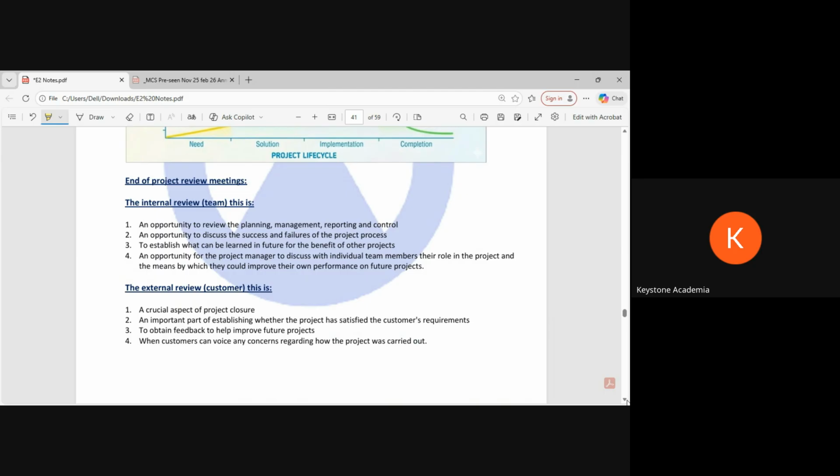End of project review meetings can also help. Internal review is a point to review the planning, management, reporting and controls, and a point to discuss success and failure. Technically, whenever something happens at the end, this is a reactive approach to help in future projects. It helps another project. It can be used to see the human resources and give them new opportunities. It's all about improvement for future projects. And then there is an external review, meaning a review by the external stakeholders.